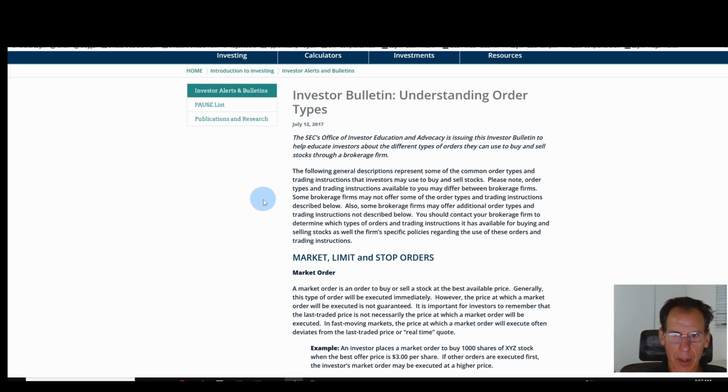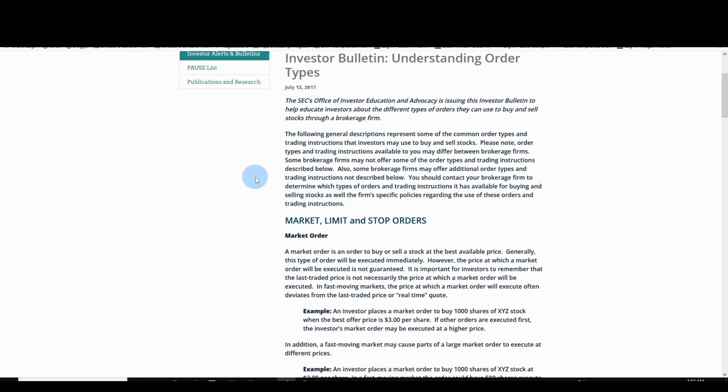This information from the SEC. The following general information represents some of the common order types and trading instructions that investors may use to buy and sell stocks. Please note, order types and trading instructions available to you may differ between brokerage firms.